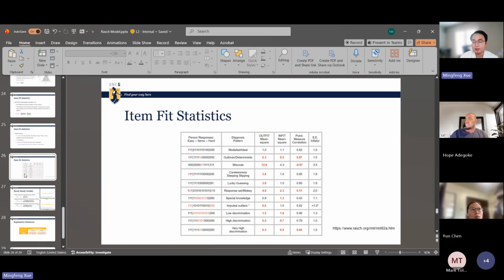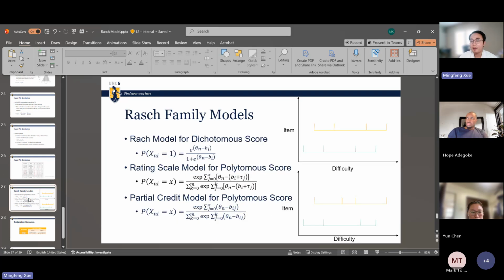And finally, we come to the end of our Rasch model. Actually, I mentioned the Rasch family of models a lot in this presentation. It means that the Rasch model is only part of the Rasch family, because it only deals with dichotomous scores, meaning that we only have 0, 1, 0, 1. But there can be more than 2 categories, such as polytomous scores.